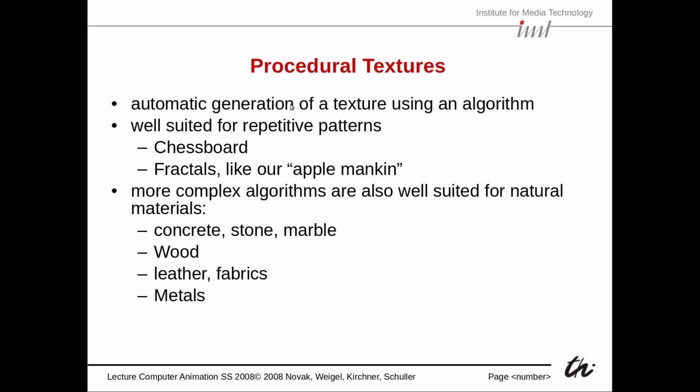We already saw procedural textures with our Apple mannequin. In general, this is an automatic generation of texture using an algorithm. This is well suited for repetitive patterns like a chessboard, for instance, or fractals like our Apple mannequin, and also useful for more complex algorithms, which are well suited for natural materials like concrete, stone, marble, wood, leather, fabrics, and metals. Here you need complex algorithms because you can clearly see the pattern which is characteristic to a certain material like marble or wood.